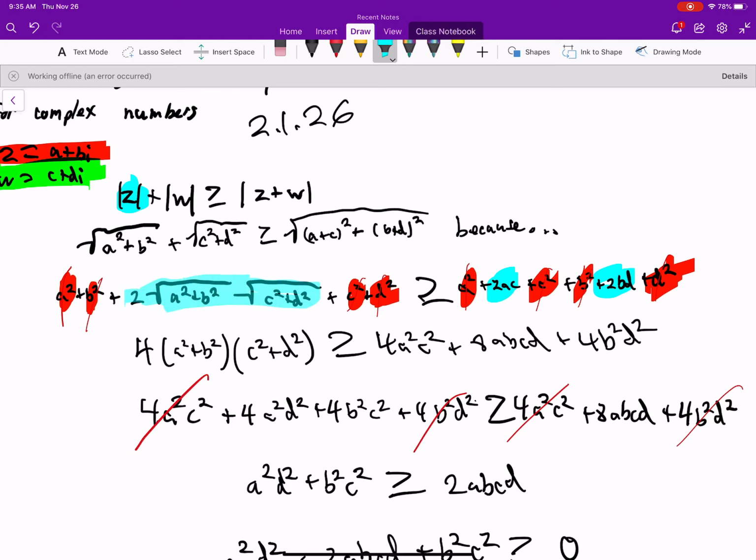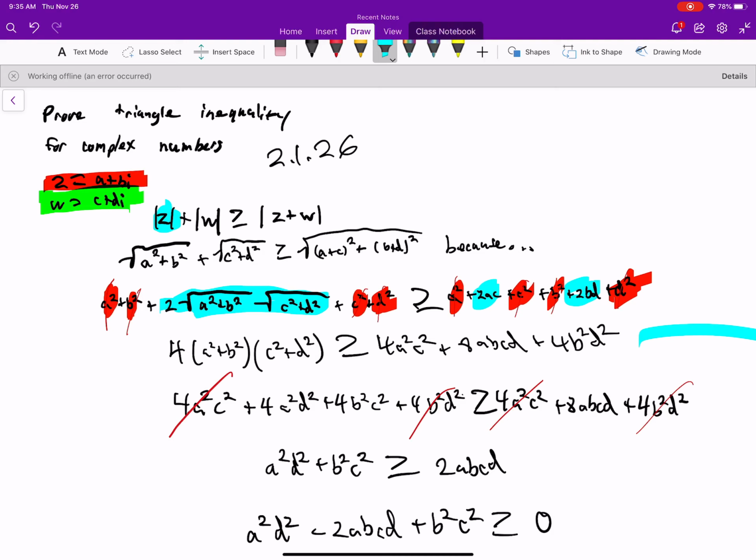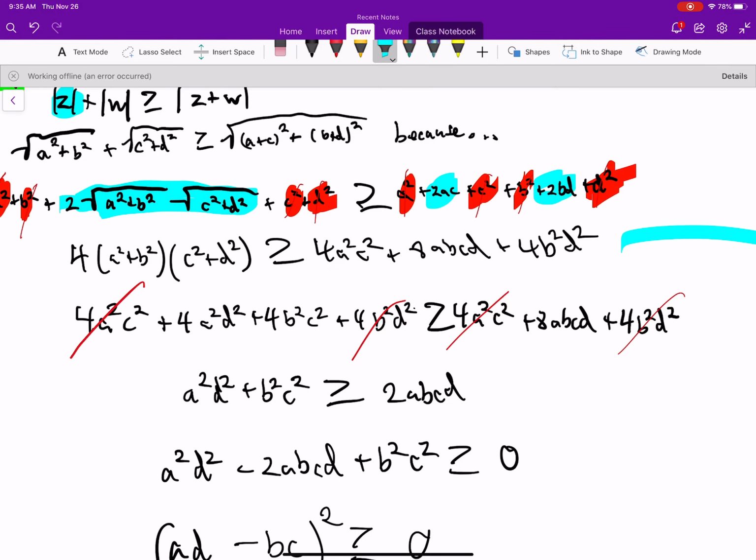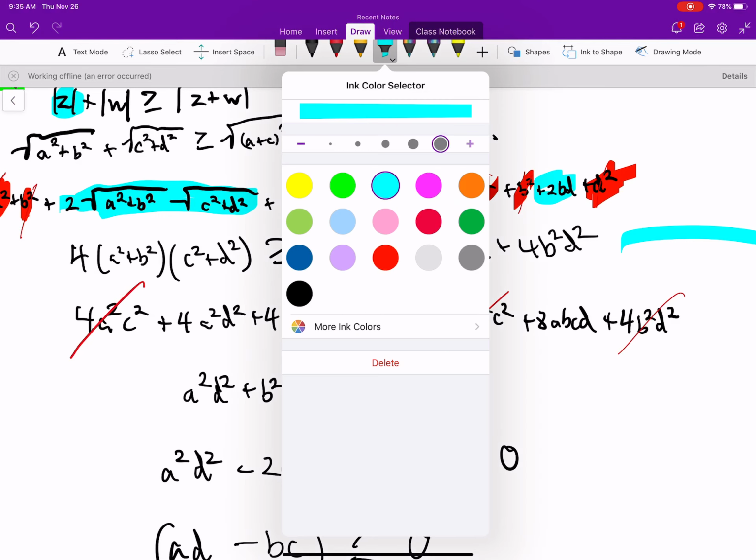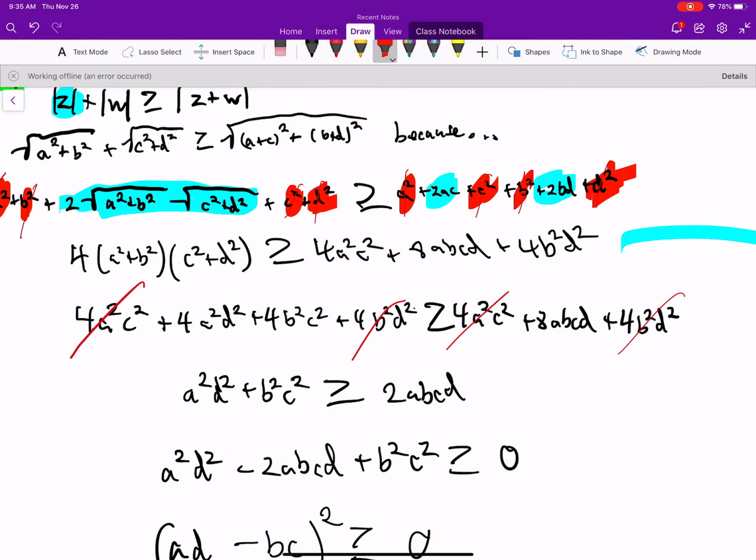And at this point, I want to get rid of the square roots again. So all I do is square both sides again. So we end up with what you see at the next line here. At that point, I just cancel out some more. Subtract, for example, this 4a squared c squared from both sides. This one, subtract from both sides. This one, subtract from both sides. And then we're left with this.